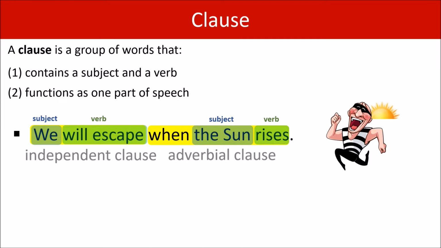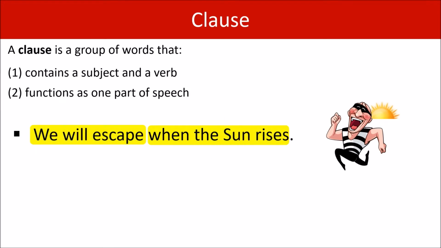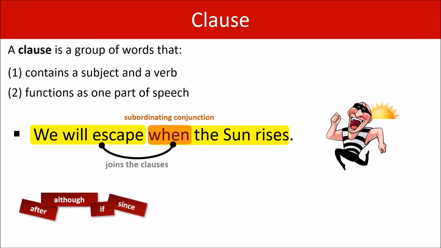But there's something else I want to show you. Look at this word. This is called a subordinating conjunction, and it's the word that joins a subordinate clause, like an adverbial clause, to the main clause. Other examples of subordinating conjunctions are after, although, if, since, until, because, and there are lots more. We have a whole lesson on subordinating conjunctions. Okay, let's clear that.